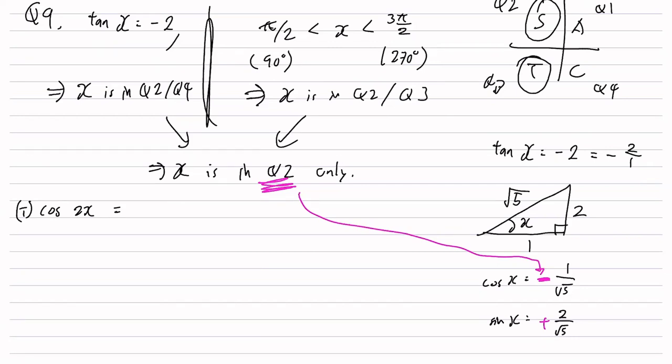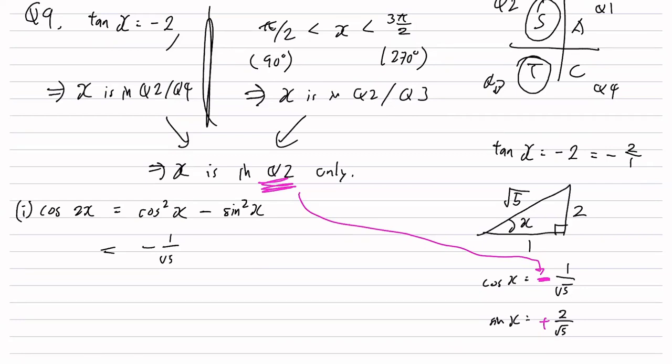The sign, right? As in SIGN. Okay, can ASTC basically. How do you find cosine 2x now? Use either one of the formulas, or let's just use this one, cos square x minus sine square x. What would this be equal to?